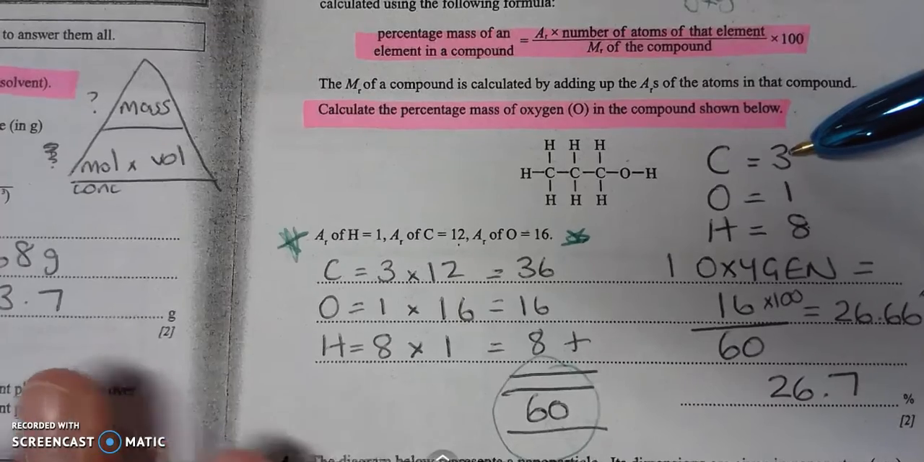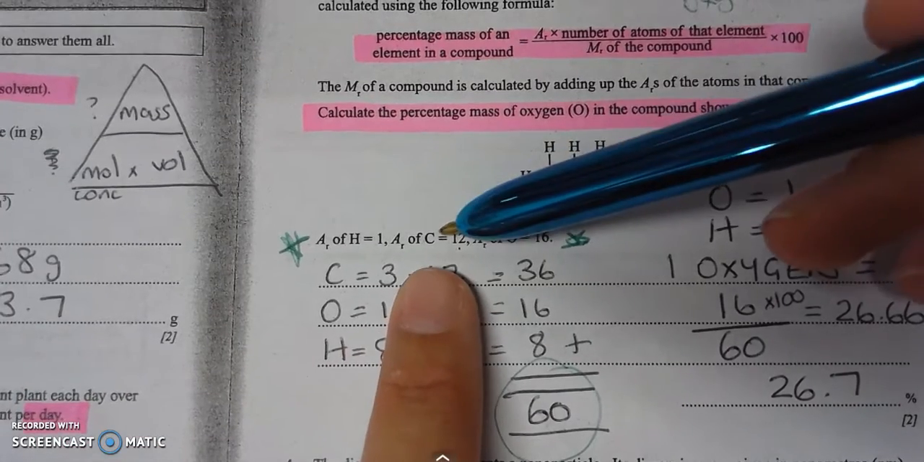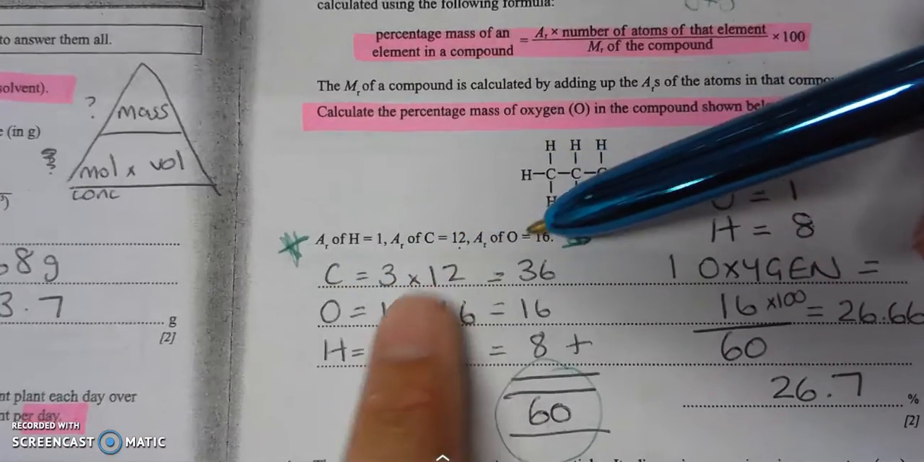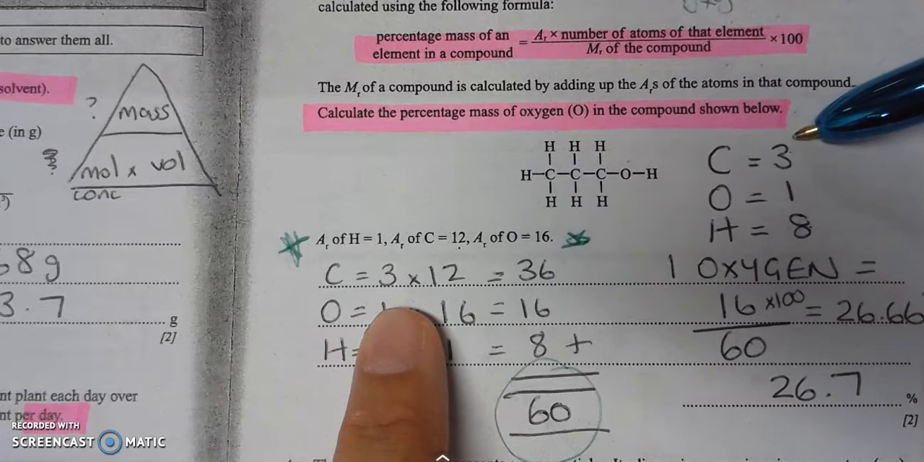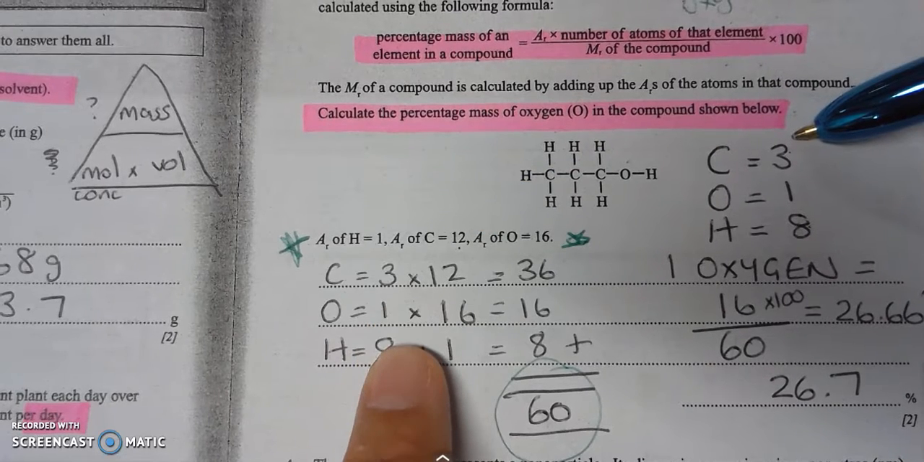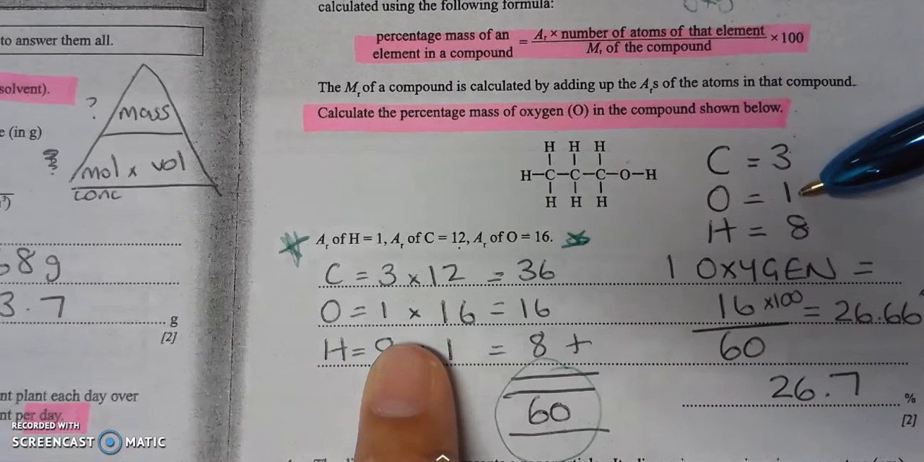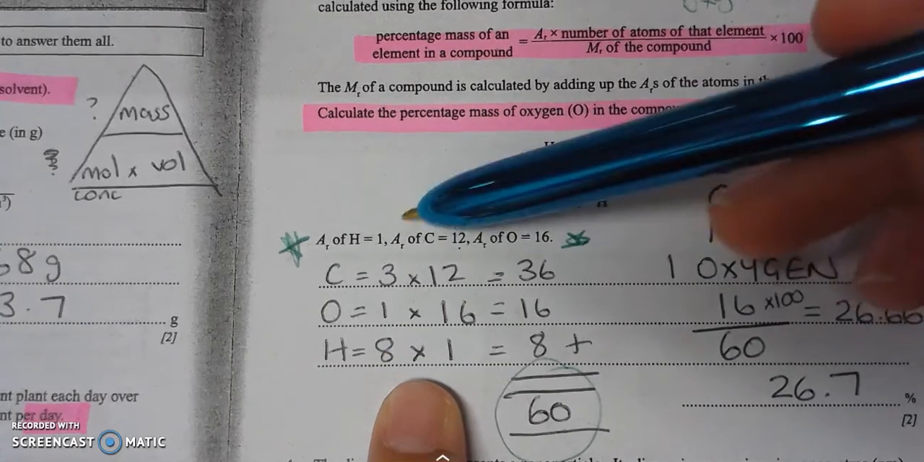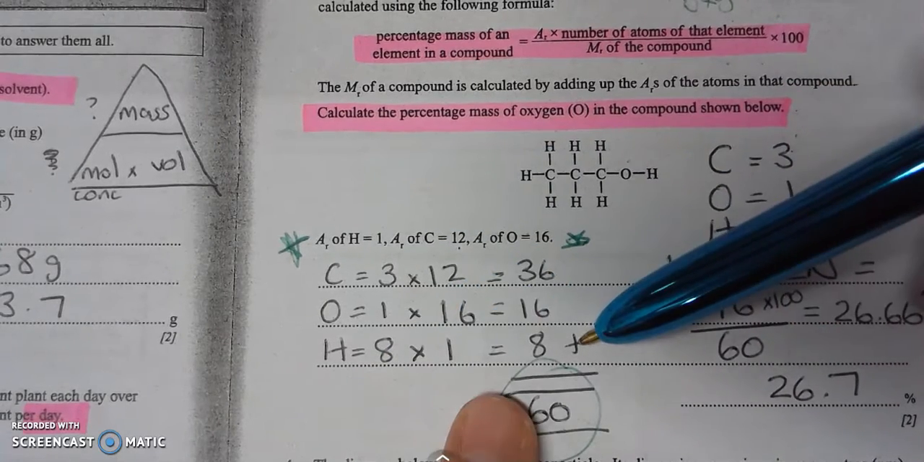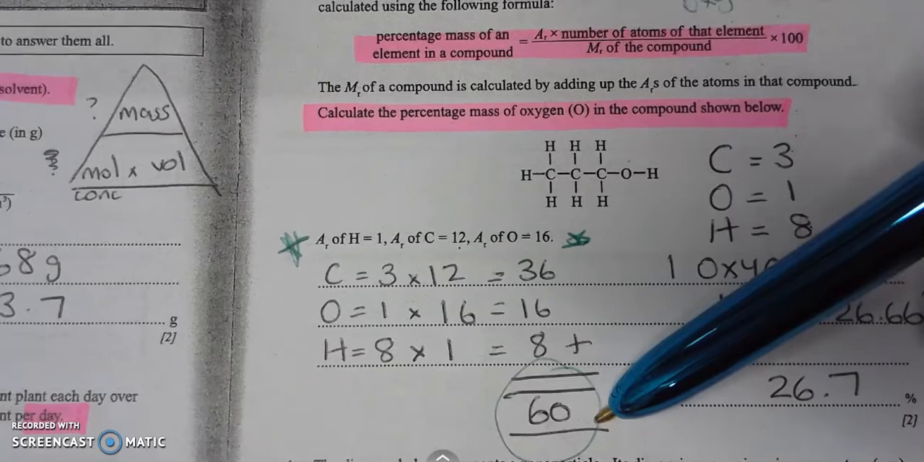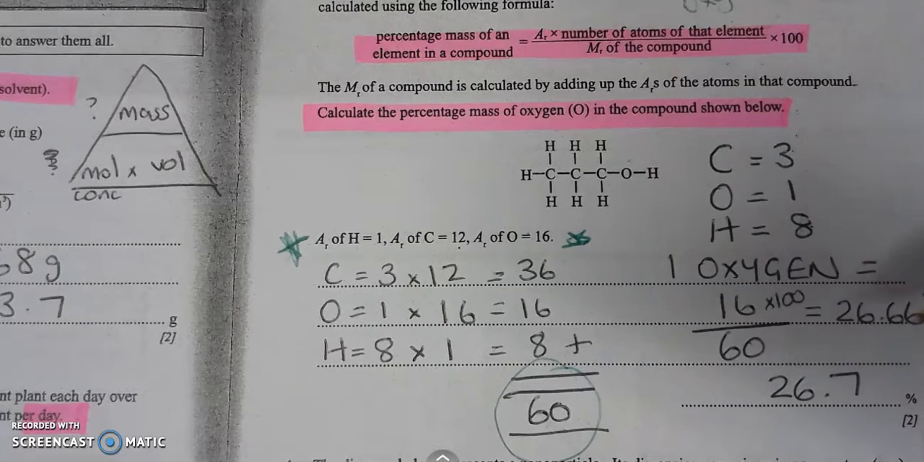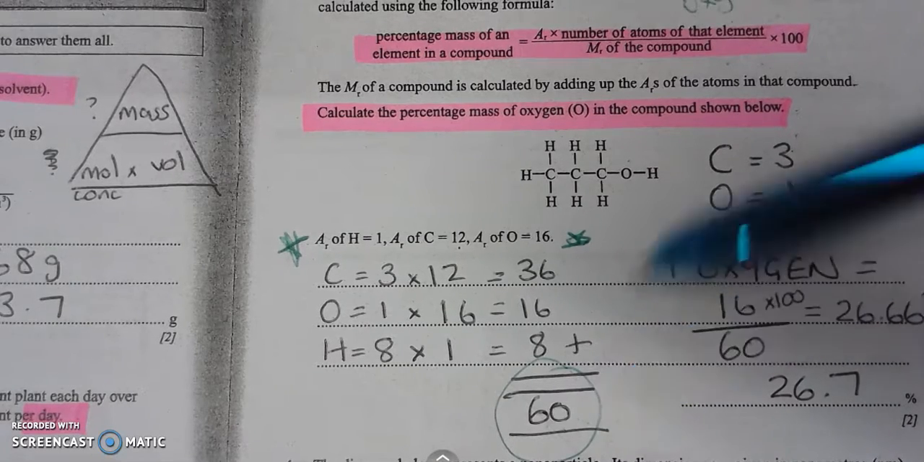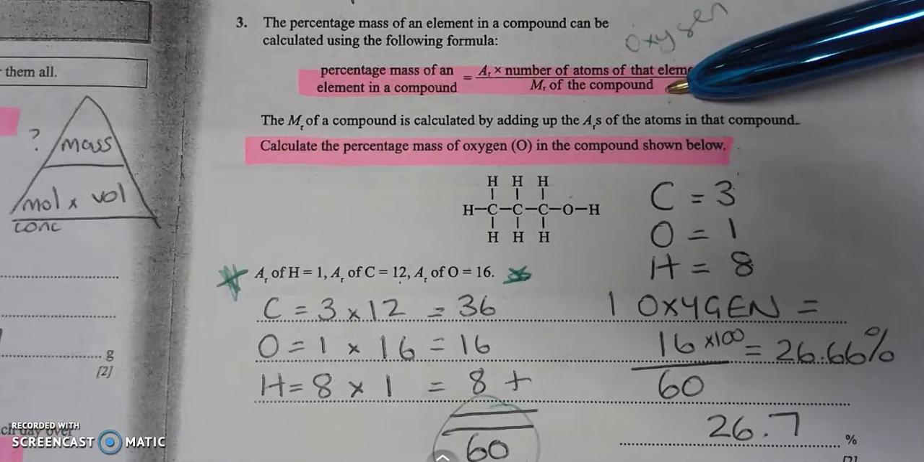I know that it tells me here the atomic mass of each particle. Carbon is 12, so 3 times 12 is 36. Oxygen is 16, and I've got 1 of those, 1 times 16. And then hydrogen is 1, and I've got 8 of those, so 8 times 1 equals 8, and I add them all up, and I get to 60. So I've got my overall mass, which is the bit I need for the bottom here.